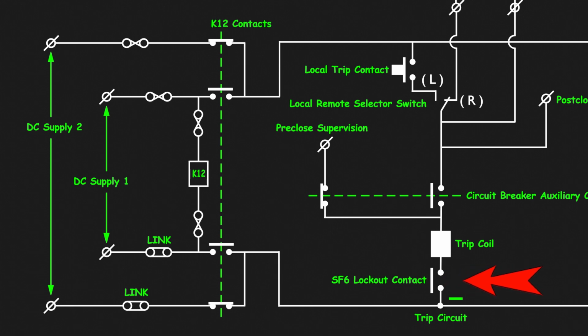This is the SF6 lockout contact. When the SF6 gas pressure is normal or above the trip limit, this contact will remain in the closed position. And when the circuit breaker is in the closed condition, that switch NO will be closed and the NC contact will be open.